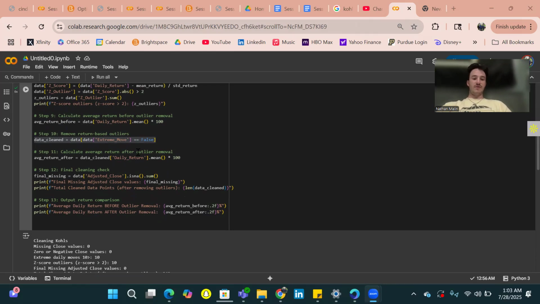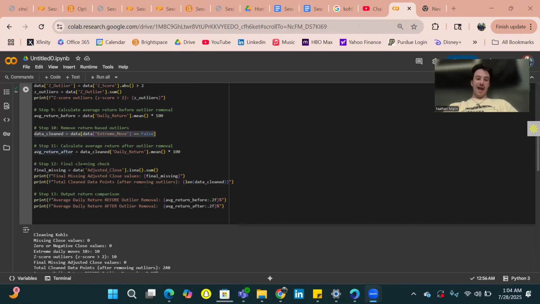And then if this was false, which means that if there are any daily move, it'd add it to the data cleaned. And then my average return after was just the same percentage, like the same total average return over the year for all the daily returns when you actually clean that data. So daily cleaned and then the daily return.